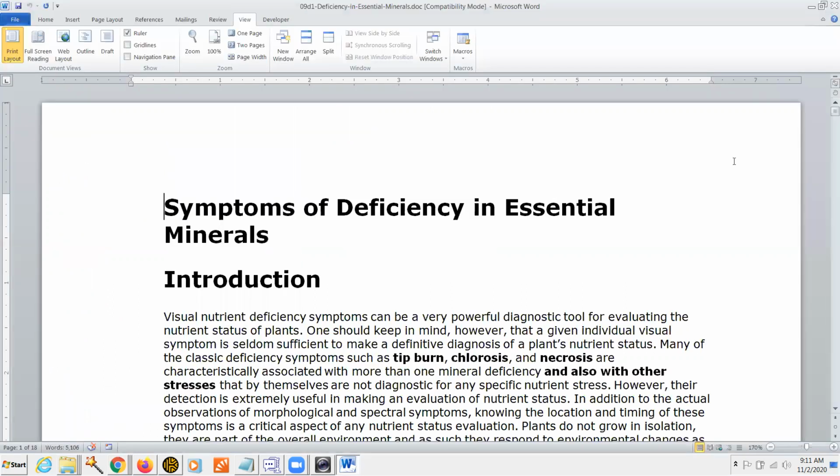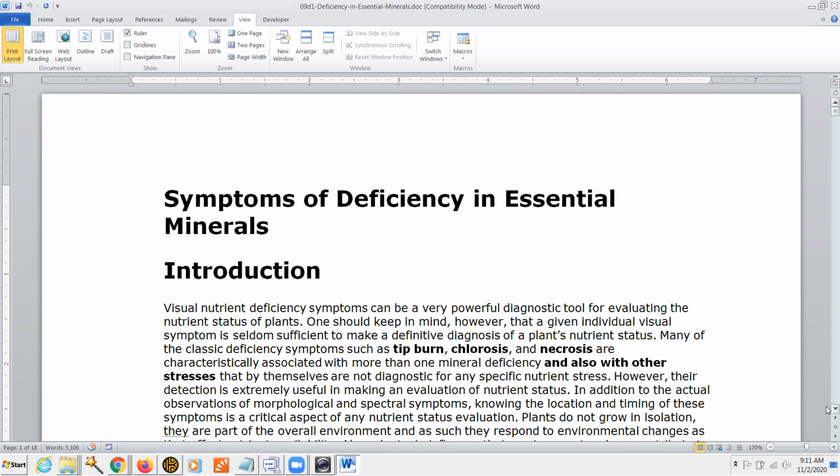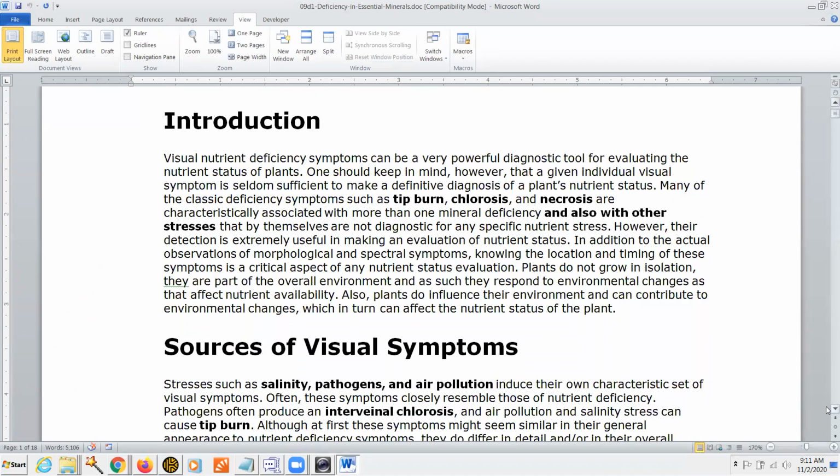If we go to the document, don't get overwhelmed with the number of things here. There are quite a few pages, but most of it is fairly straightforward. There is some important vocabulary, and it's in bold.